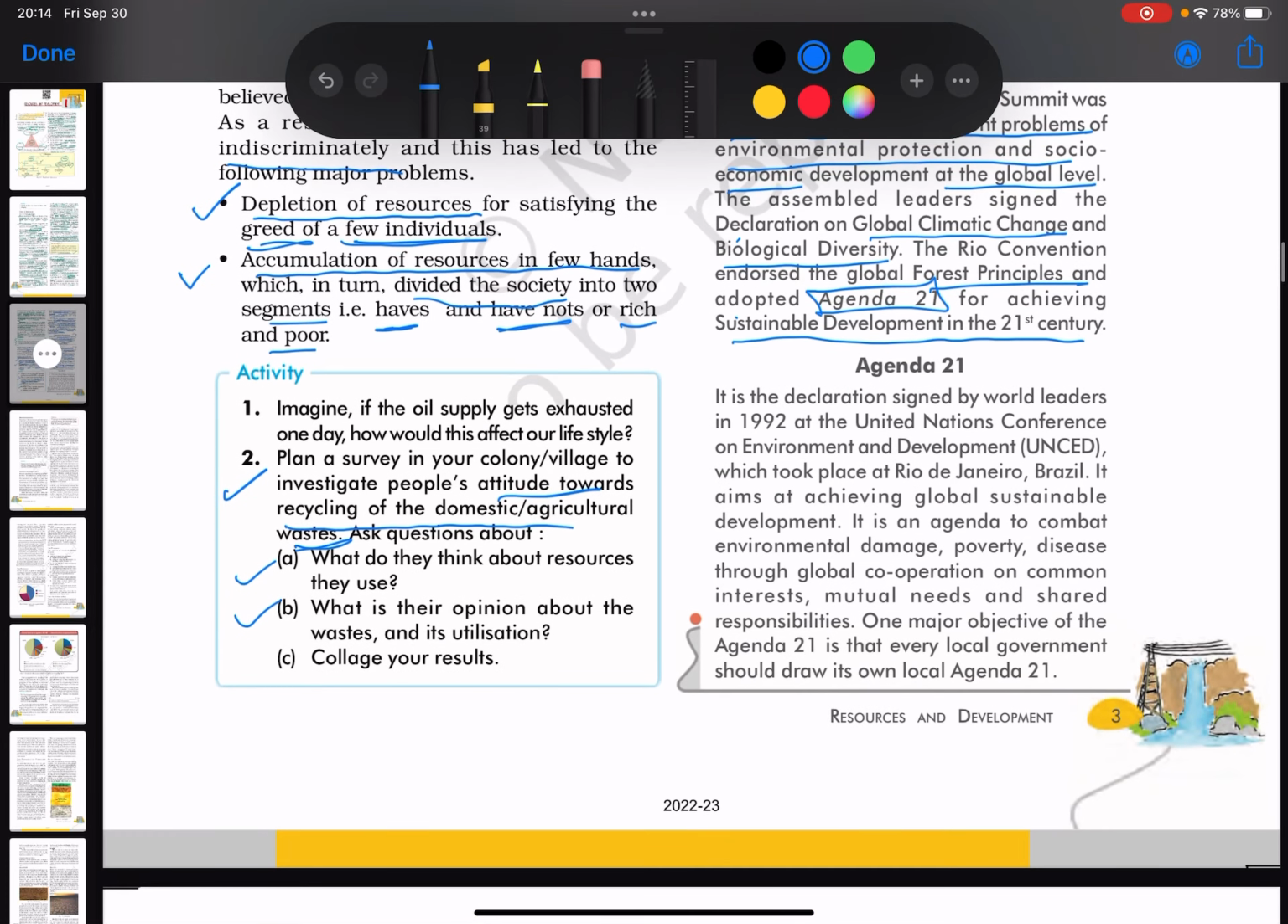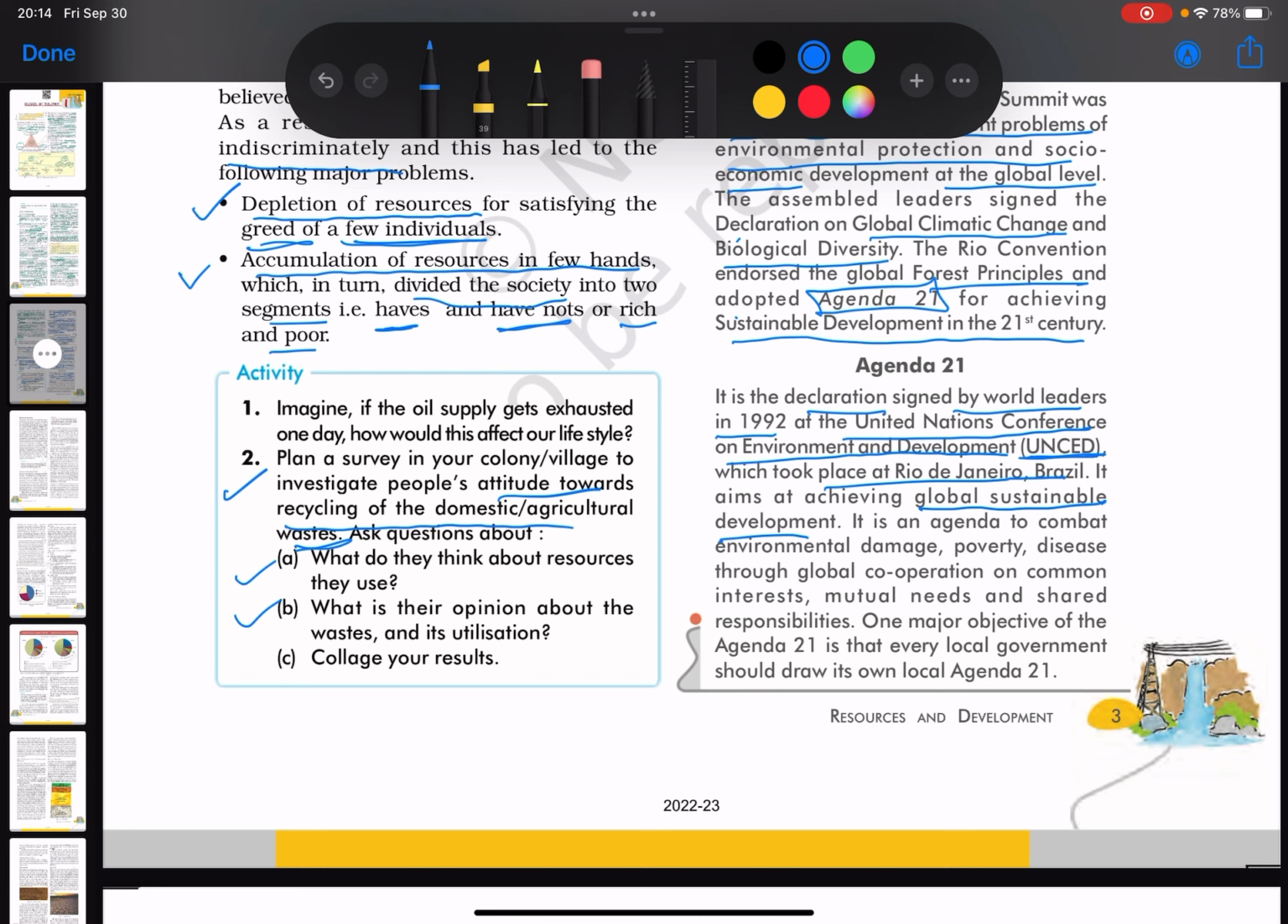So, what is this Agenda 21? Agenda 21 is the declaration that was signed by the world leaders in 1992 at the United Nations Conference on Environment and Development. So, it's called UNCED. This took place in Rio de Janeiro, Brazil. It aims at achieving global sustainable development.